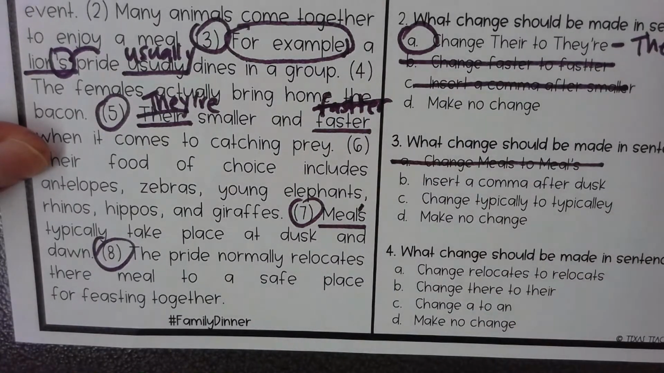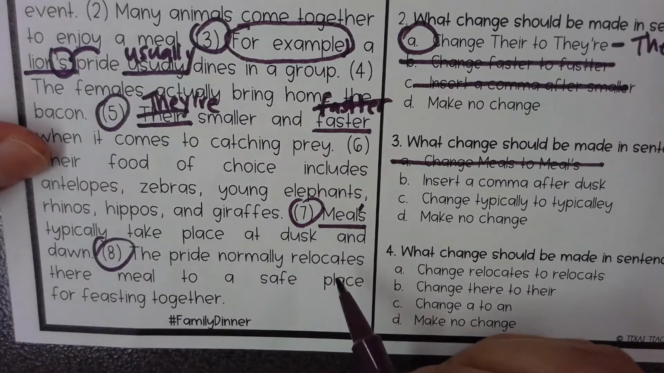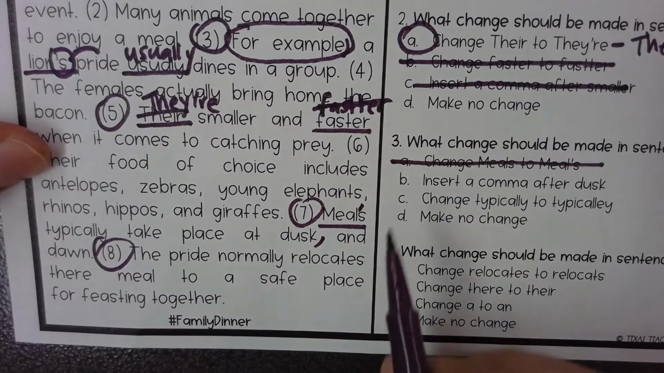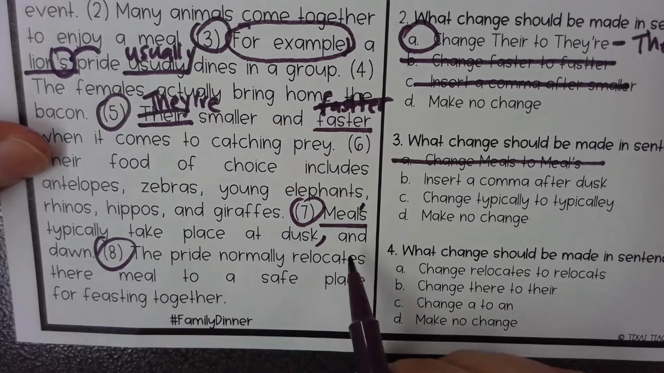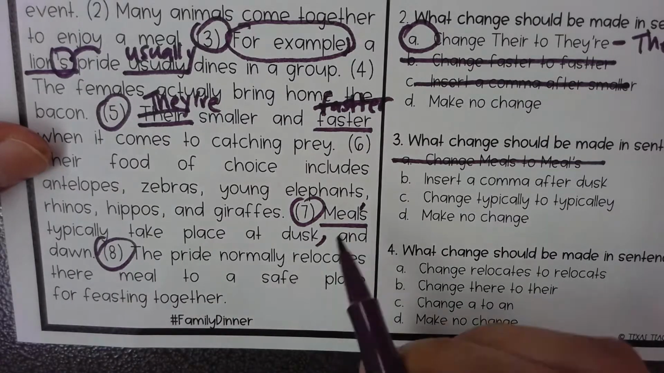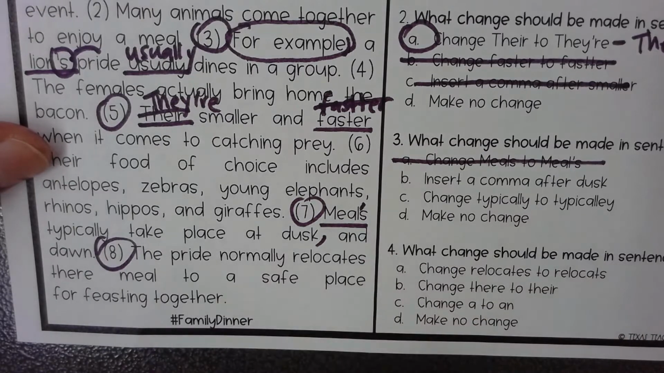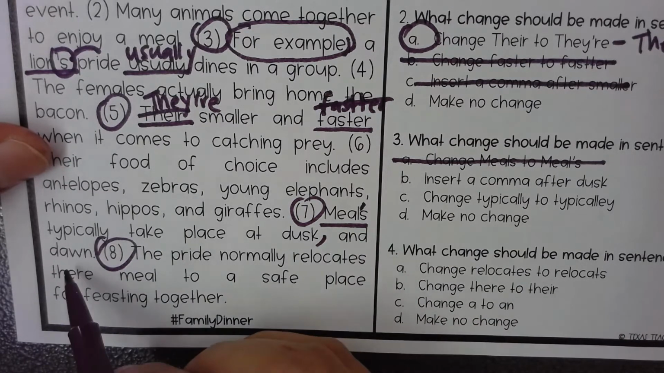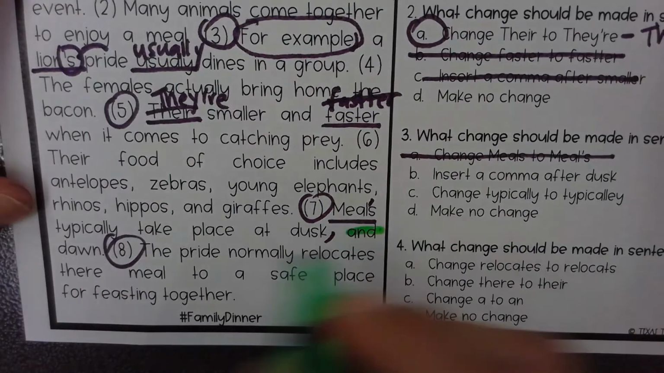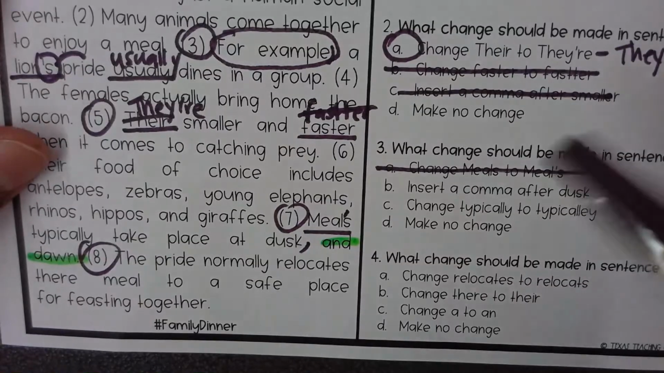B, insert a comma after dusk. Let's plug it in. Meals typically take place at dusk, and dawn. This doesn't work because the phrase and dawn is not a complete sentence, and you only add a comma and a conjunction when you have two complete sentences. And dawn is not a complete sentence. There's no subject and predicate, so you don't need to insert a comma.